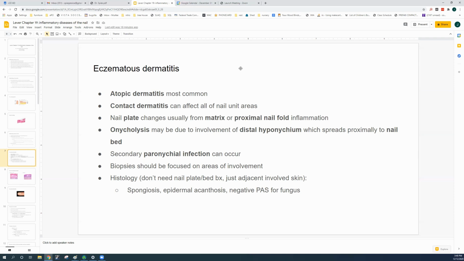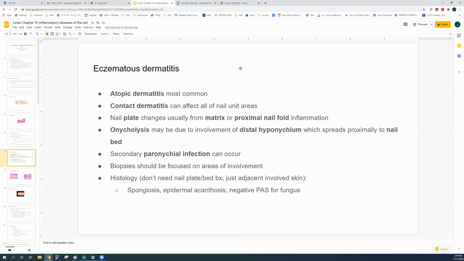And you can get onycholysis when you have involvement of the distal hyponychium, which will spread proximally from the tip of the free edge of the nail into the nail bed. And then you can get an eczematous dermatitis secondary perionychial infection. And if you biopsy this, you should be focused on the areas of involvement. And really, in general, you do not need to biopsy an eczematous dermatitis involving the nail.